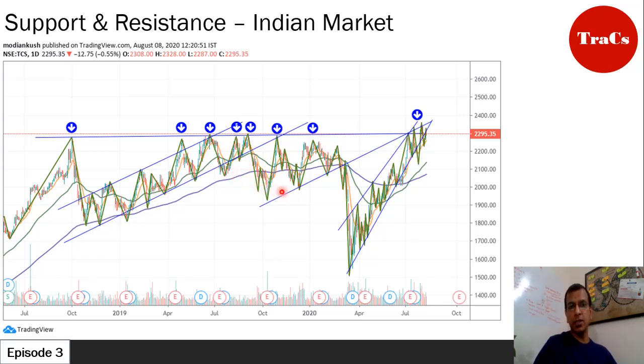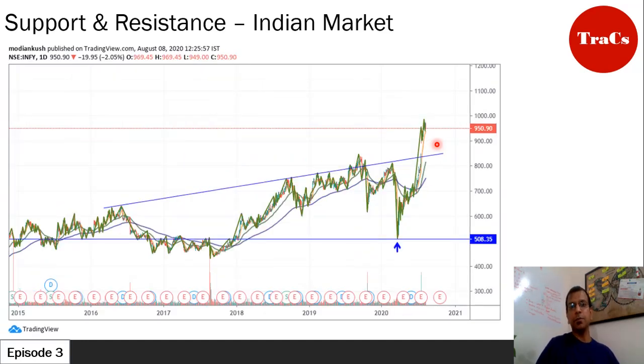So this is what I was saying: the more horizontal the line, the stronger the resistance and the support. And what's happening now in TCS is that over the last 1 month, it's really trying to break this 2300 resistance line, and if it breaks, then 2300 will become a very, very strong support zone for TCS. So I would say please have a look out. If it breaks out, it does give you an opportunity to buy.